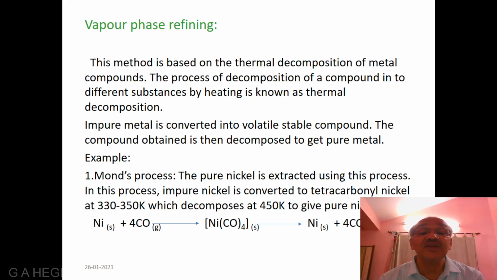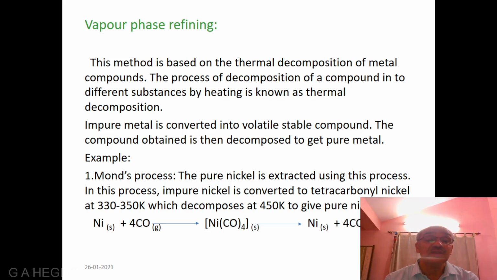The next method is vapor phase refining. This method is based on the thermal decomposition of metal compounds. The process of decomposition of compound into different substances by heating is known as thermal decomposition. Impure metal is converted into volatile stable compound. The compound obtained is then decomposed to get pure metal.